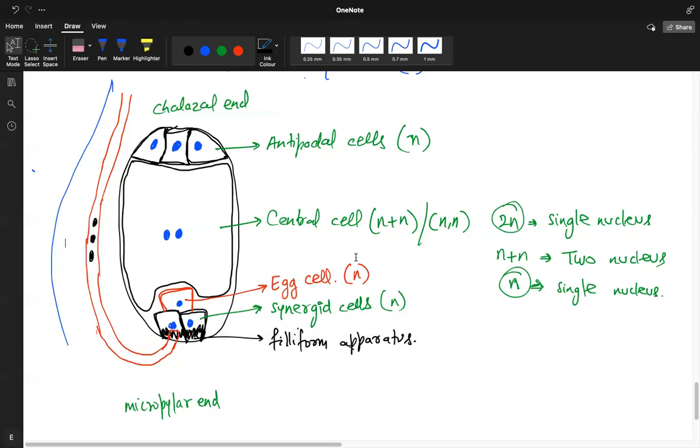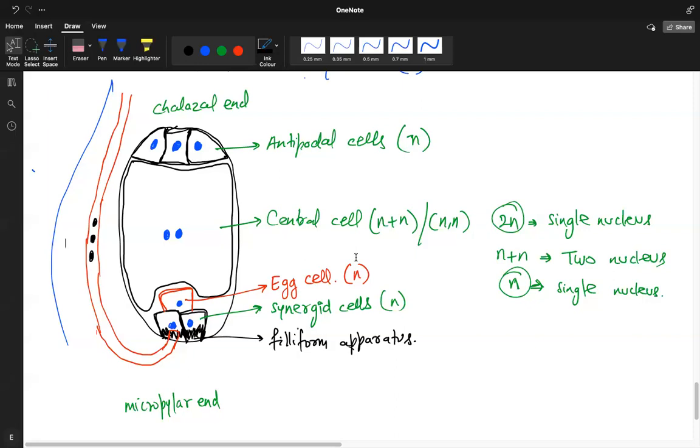Then, talking about the central cell, it is again the largest cell, and that central cell later on will become what is one thing present inside the seed which is very important for the development of the embryo? When you open a chana, what are you actually eating? What is present in the cotyledons? Endosperm. Remember endosperm, people?